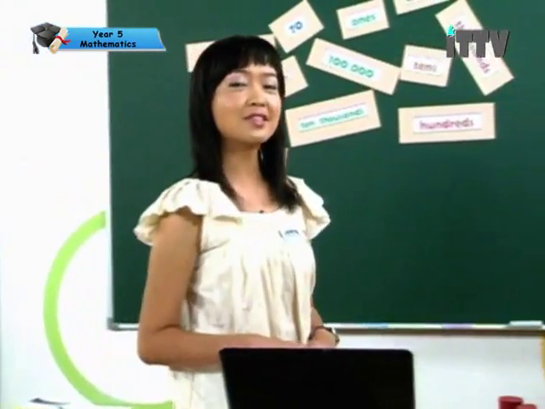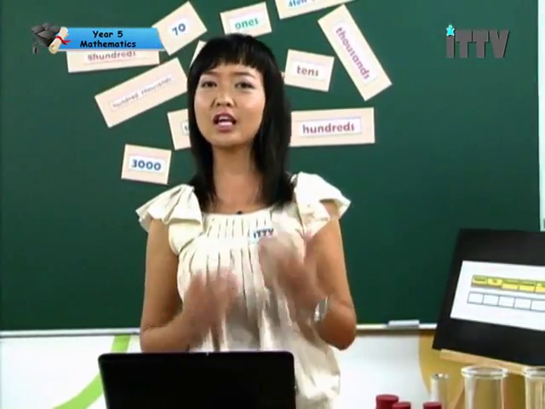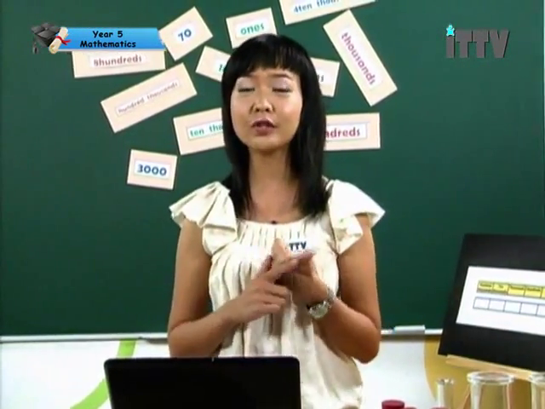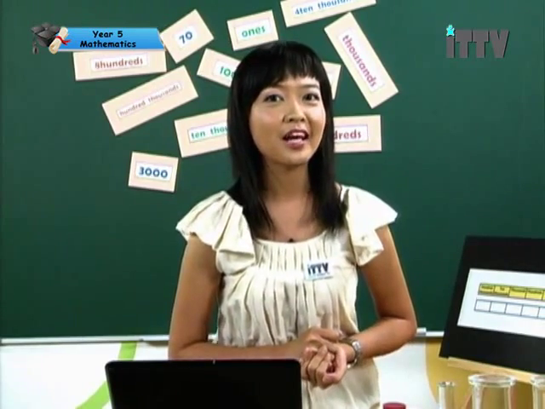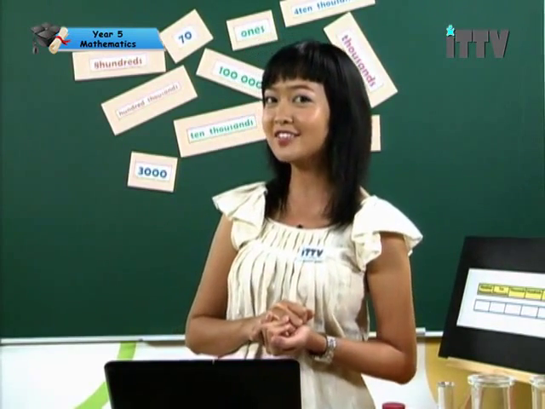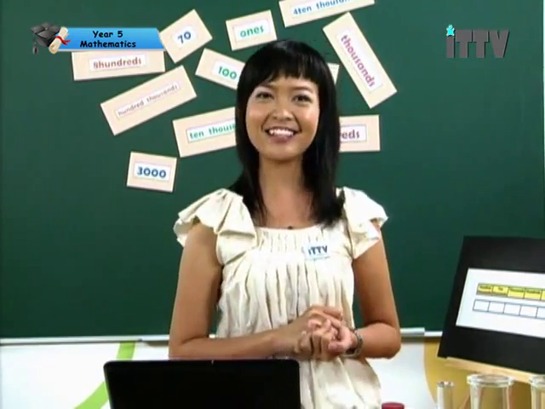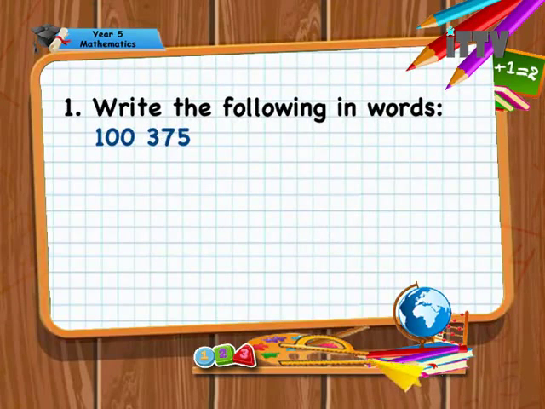In the previous lesson, we learned how to write and name 6-digit numbers. We also learned how to determine digit value and place value. Remember, I gave you some questions to try at home? Have you finished them? And have you gotten the right answers? Let's check them together. The first question I gave you was, write the following in words.